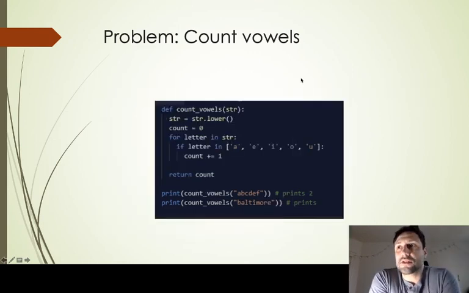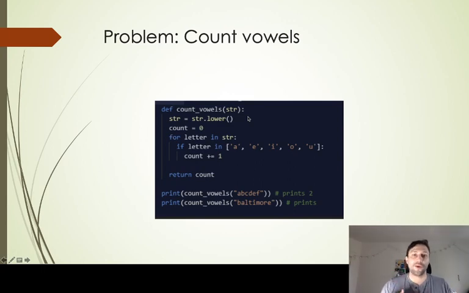For my answer, I actually used the in keyword, which is one of my favorite keywords in Python. You can do a lot of really slick stuff with this. The first thing I did is I just said str gets str.lower, just to make sure that all we care about is how many vowels there are. We don't care whether it's uppercase or lowercase. So I started off with count equal to 0.